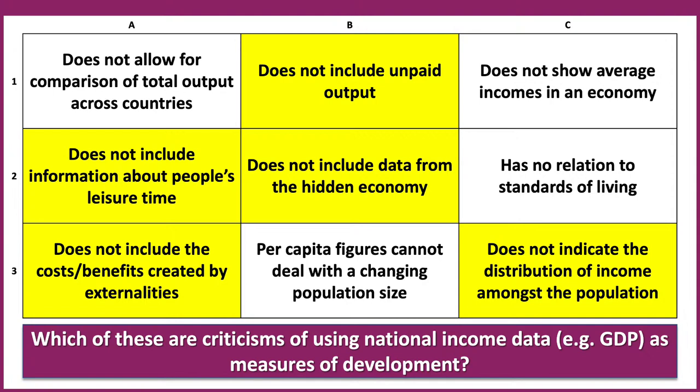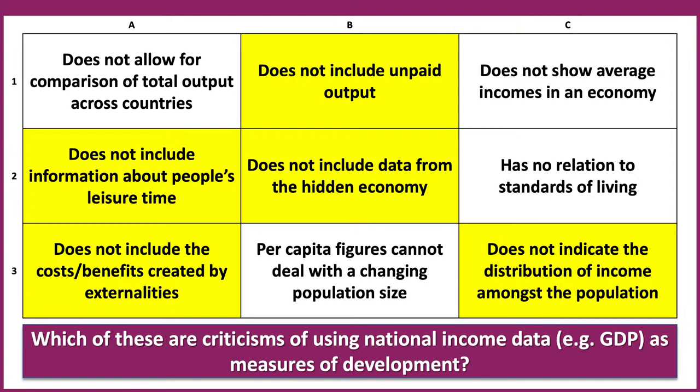It doesn't include any unpaid output. Again, very, very important, particularly if we're thinking about caring, housework, maybe some implications about gender equality going on there. There's also the voluntary sector and subsistence farming, which obviously may be key in developing countries. And another criticism, which lots of you correctly identified, is that it doesn't include data from the hidden economy. And that could be super, super important because the IMF estimates that 32% of total GDP could actually be part of the hidden economy. So really a key problem that national income data doesn't deal with.